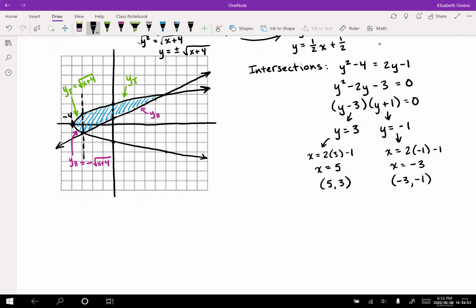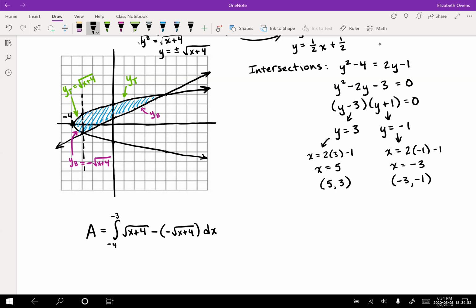So here we would have to set up the area integral, first getting that little snippet with the two pieces of the parabola. We'd have to go from -4 to -3. Notice that I am using the x values to do this. x equals -3 there. So -4 to -3, taking that top half of the parabola and then subtracting the bottom half of the parabola. So square root of x plus 4 minus the negative square root of x plus 4, dx.